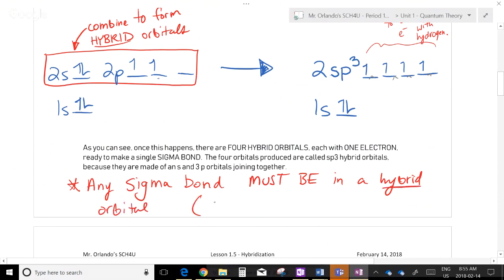There's only one exception. And the only exception I think you know. What's the only atom that can make a sigma bond that isn't going to hybridize its s and its p orbitals? Hydrogen. Good. Only hydrogen is an exception. And hydrogen is an exception because it's in the first shell, and we know the first shell can't have p orbitals, so it can't make a hybrid with the p orbital.